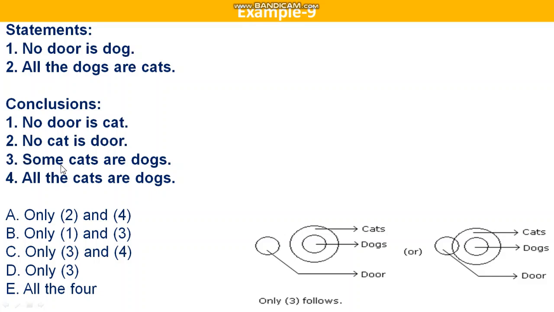Conclusion number 3, some cats are dogs. Yes, that is true as per both Venn diagrams. And conclusion number 4, all cats are dogs. No, that is not true. Some cats are dogs. So only conclusion number 3 follows. That is option D.